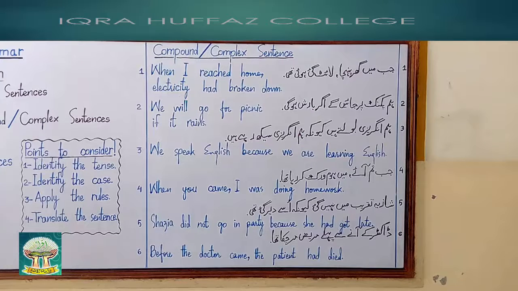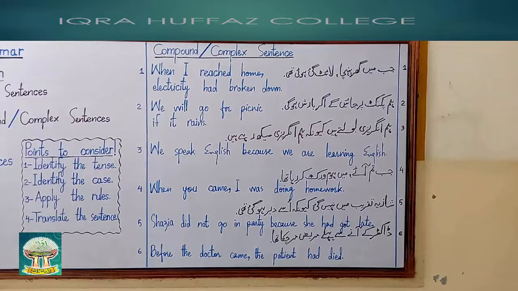Okay? Sentence number 5. शाजिया तकरीब में नहीं गई क्योंकि उसे देर हो गई थी. Excuse me, I forgot हो गई थी. Okay, here you are. शाजिया तकरीब में नहीं गई क्योंकि उसे देर हो गई थी. 2 actions took place here. 2 काम हुए पास्ट में. एक तो शाजिया तकरीब में नहीं गई और दूसरा उसे देर हो गई थी. Now you tell me which action took place first. कौन सा काम पहले हुआ था, देर होने का या तकरीब में ना जाने का?